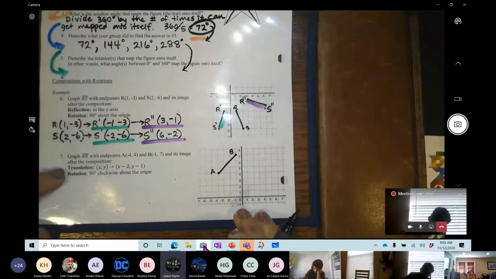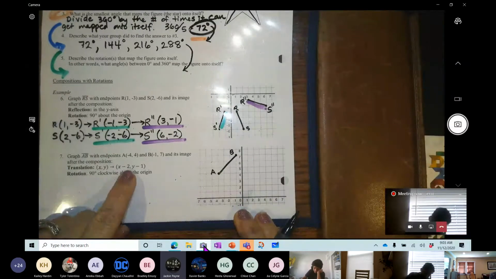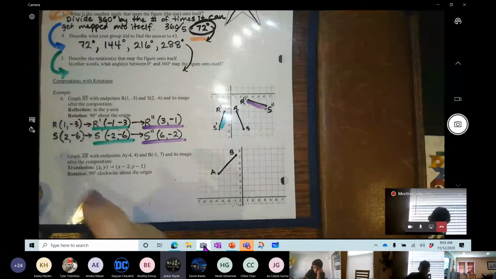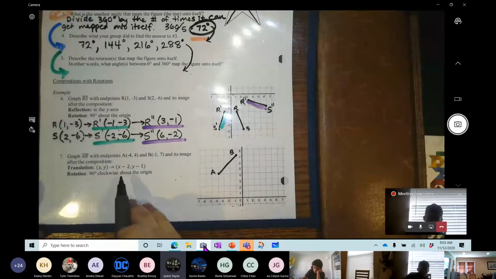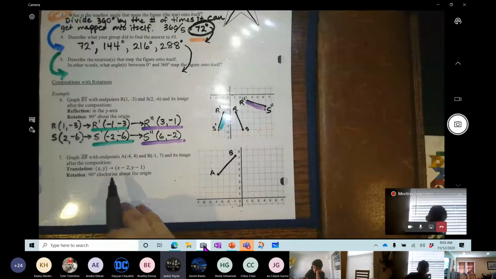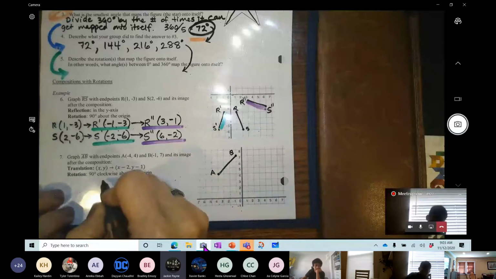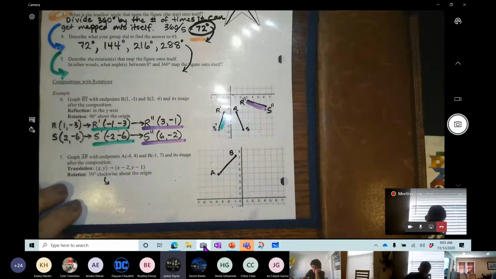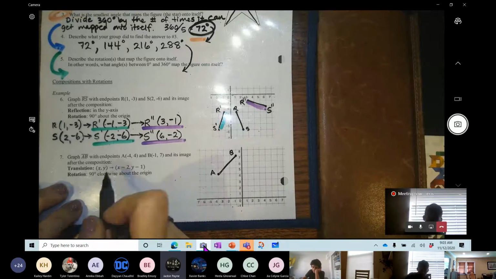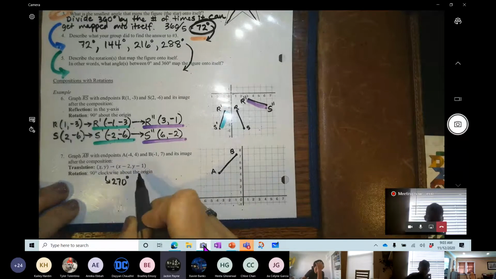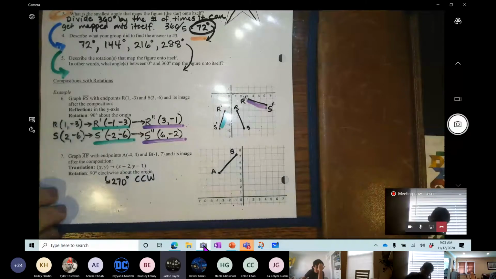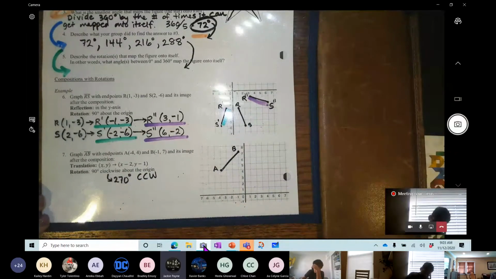Now, first we're going to translate it, right? We're going to move it, and then we're going to rotate it. So the other way you could do this, if you want to do 90 degrees clockwise, is like this way. Since our 3 rules only cover 90, 180, and 270 counterclockwise, this is the same as 270 degrees counterclockwise. So I'm going to use that rule. I don't have to learn a whole other one. I just have to understand that that's where that is.